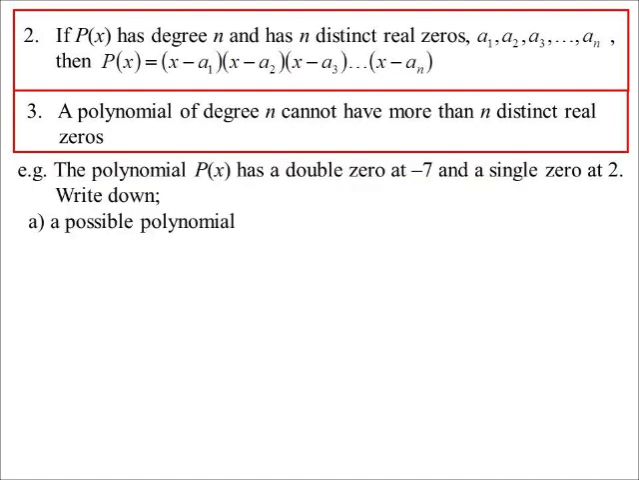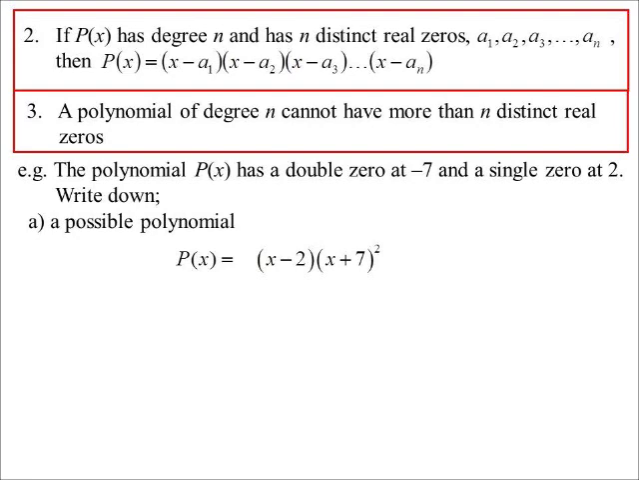All right, so we're told our polynomial has a double zero at negative 7 and a single zero at 2. Write down a possible polynomial, and what they're really meaning here is a general polynomial that covers everything. Well, I know x minus 2 is a factor. x plus 7 squared is a factor. What else could happen here?